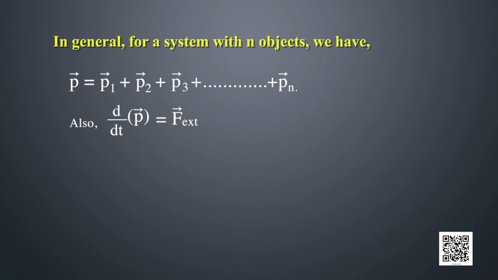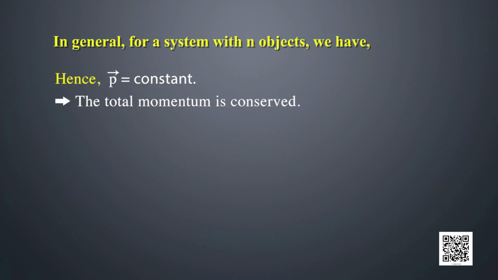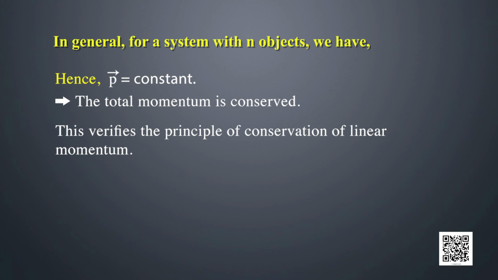Now, according to the condition laid down in the principle of conservation of linear momentum, if the net external force is 0, we get dP by dt, or the rate of change of momentum, as 0, which implies that the total momentum P is constant. This verifies the principle of conservation of linear momentum for an n body system. Let us now consider some examples which illustrate the principle of conservation of linear momentum.